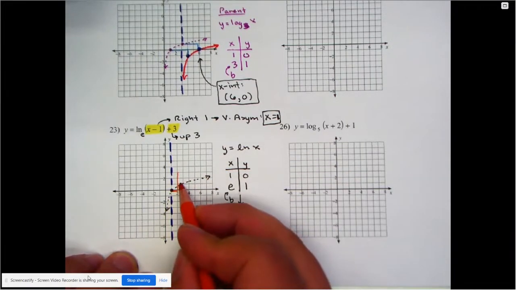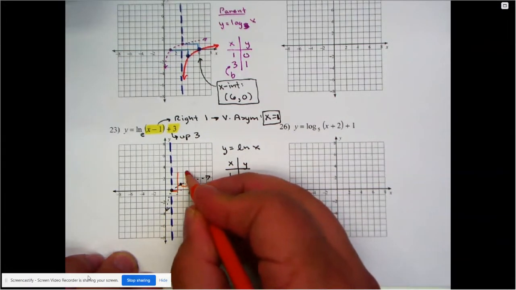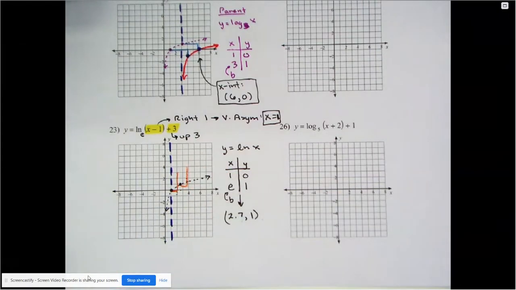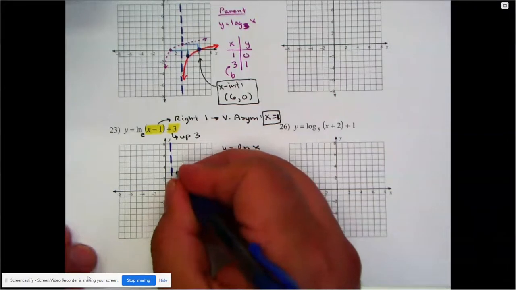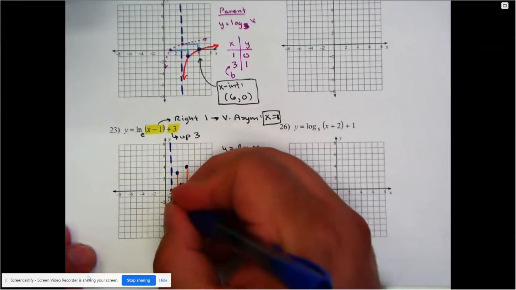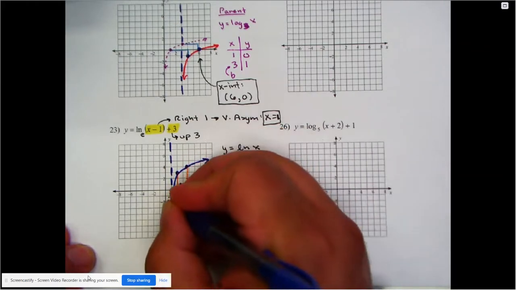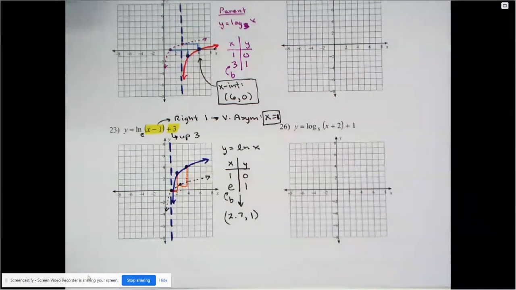Now I know this one's weird, but look, you were halfway. We're at 2.7, then 1 to the right, and 3 up. So you see it's still kind of in the same location there in between. So we have this point, and we have this one. And there's my graph of our natural log there.